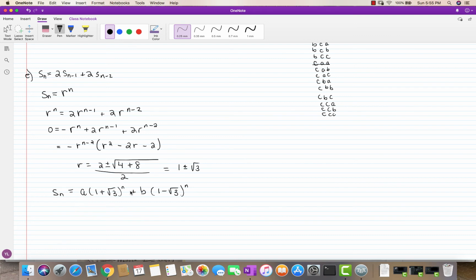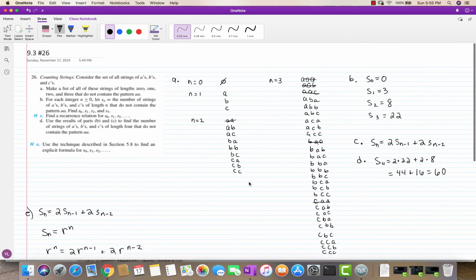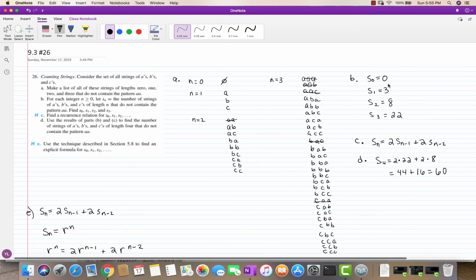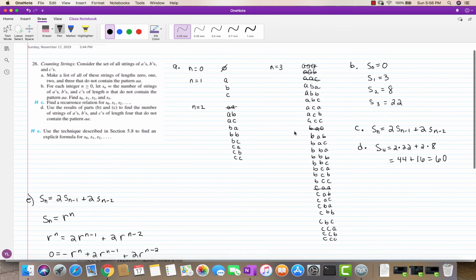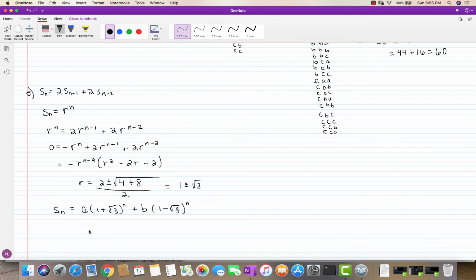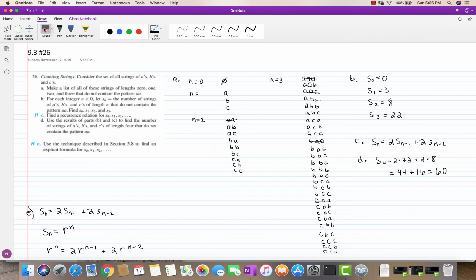So I do know a couple Sn values. They're right over here. I cranked a bunch out. So I'm just going to use the first two values to set up a system of equations in a and b. So I'm going to use the fact that S of 0, well, that would be a plus b, is equal to 1. Did I say 0 up there? Of course I did. Sorry. There's one string of length 0, and that's the empty string. I should have had a 1 there the whole time. Sorry about that.